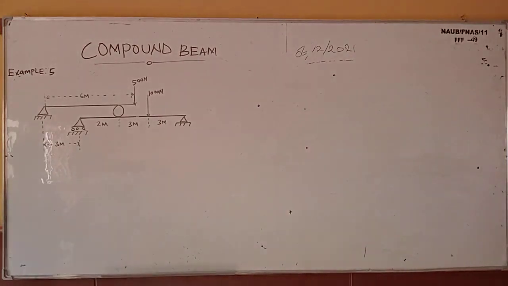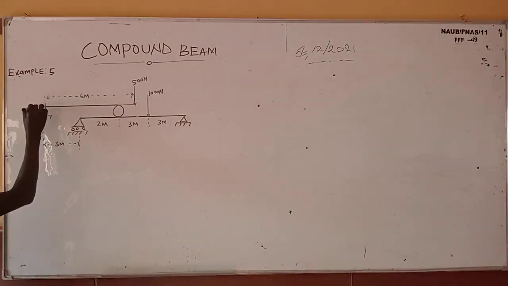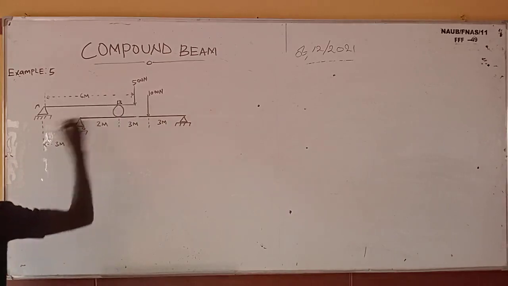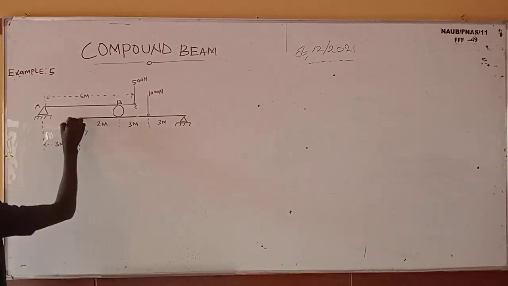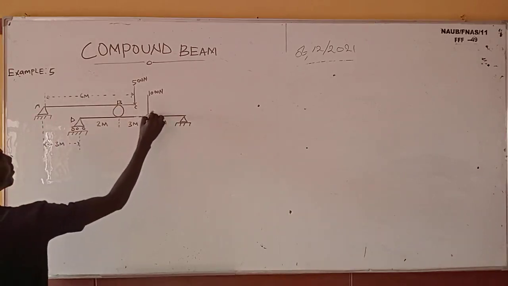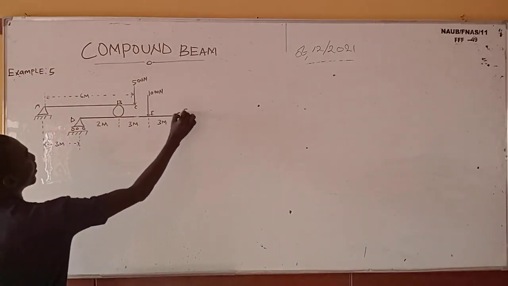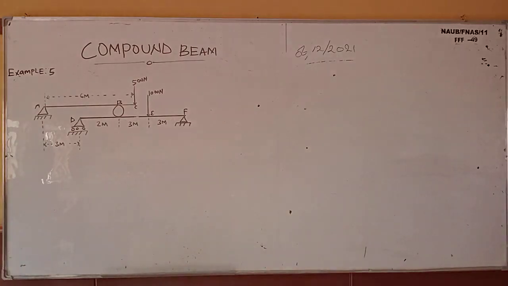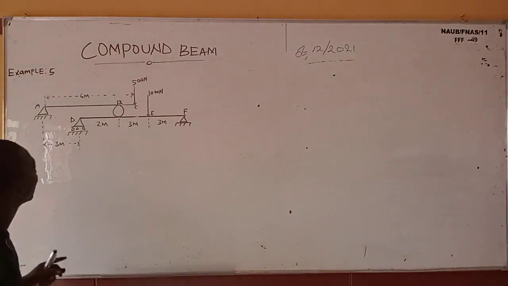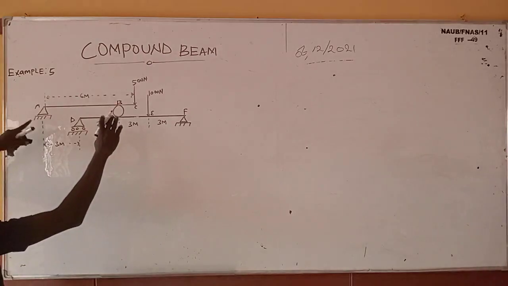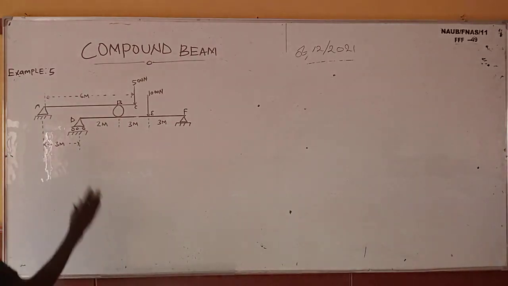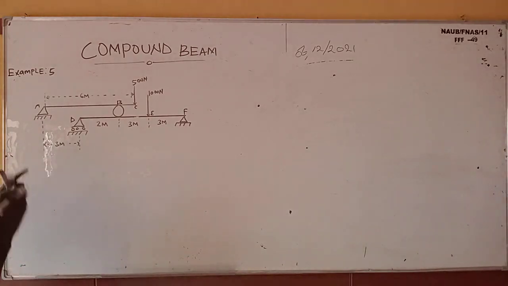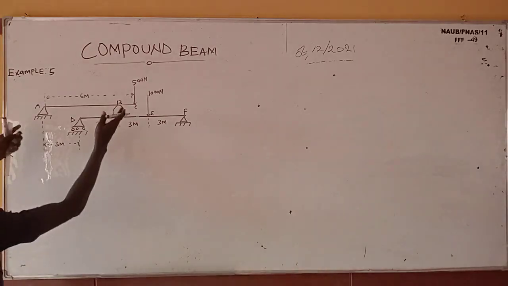Now this is B. Let me just name it A, B, C, D, E, and F. Let's name it like that. So the first thing we are going to do is to separate the beam, and while separating the beam, I'm drawing the free body diagram. So I'm going to draw the top one first.